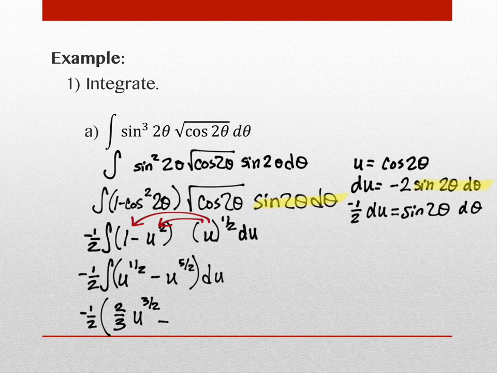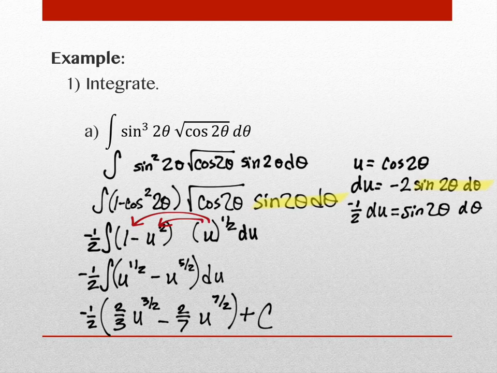What about my u to the 5/2? 2/7. U to the 7/2. And plus c, right? Don't forget the plus c.